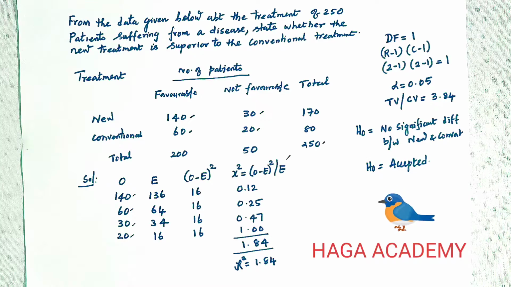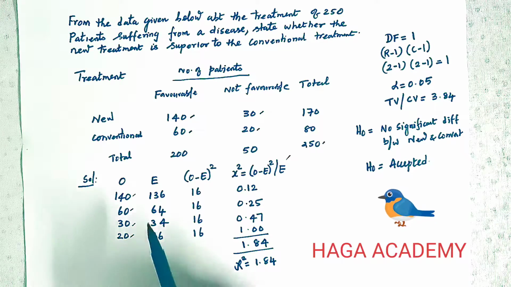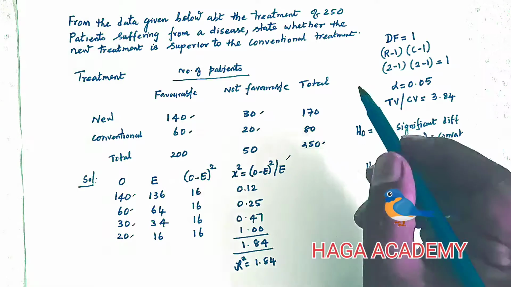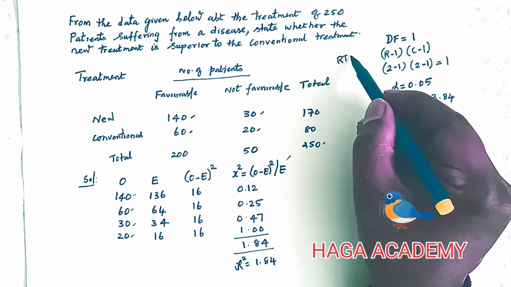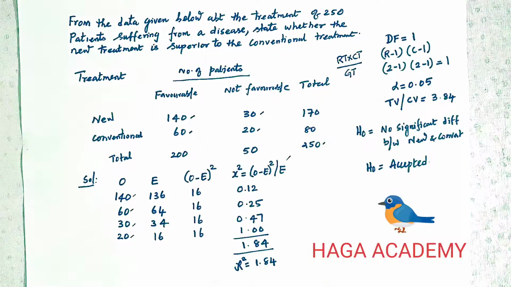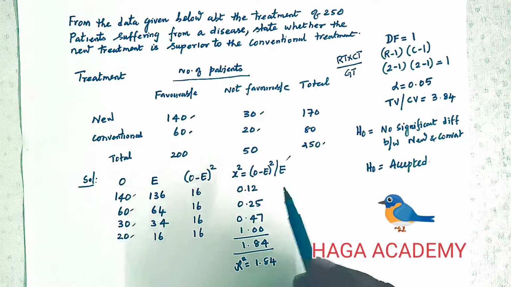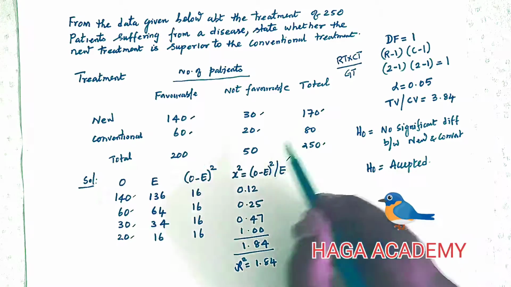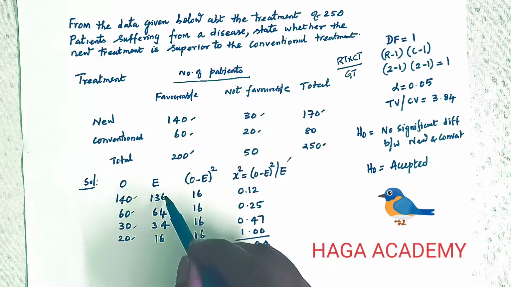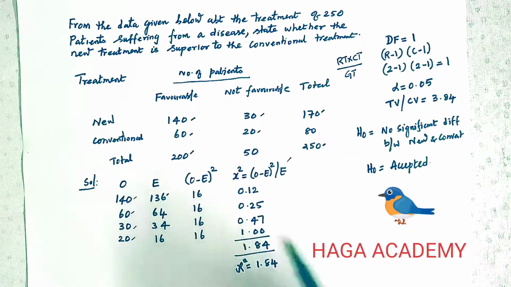This is very easy, you need not worry. How can we identify the expected frequency, I mean the E value? This 136, how did we reach it? Very simple. Look at the row total into column total divided by grand total. This is the formula: row total into column total divided by grand total. So here, the row total is 170 into 200 divided by 250. If you do this calculation, we come to know exactly 136.